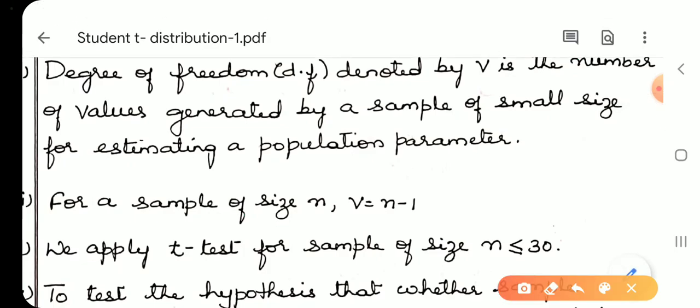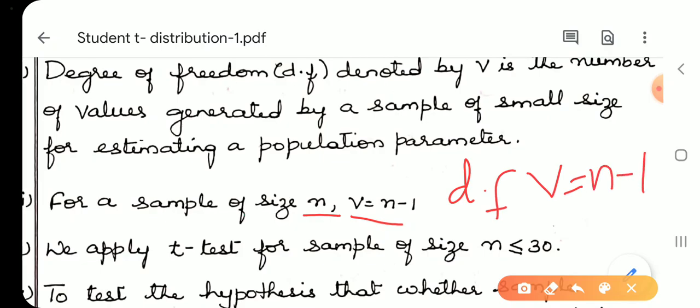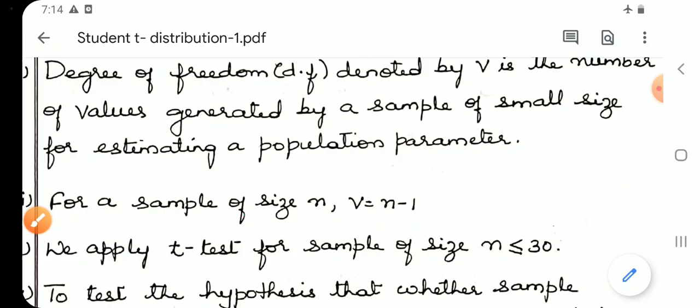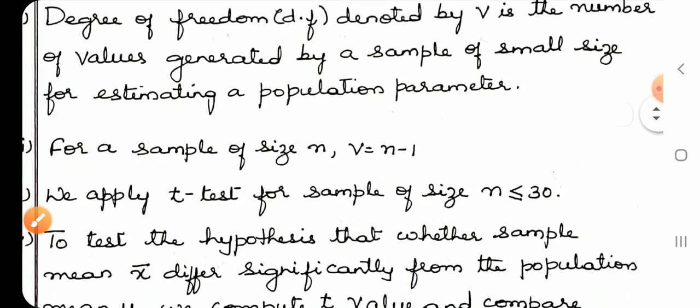Second one, if the sample size is n, then the degree of freedom D dot F, which we represented by V, is found by the formula V is equal to n minus 1. That is, if the sample size is 10, V is 9. If the sample size is 5, V is 4.